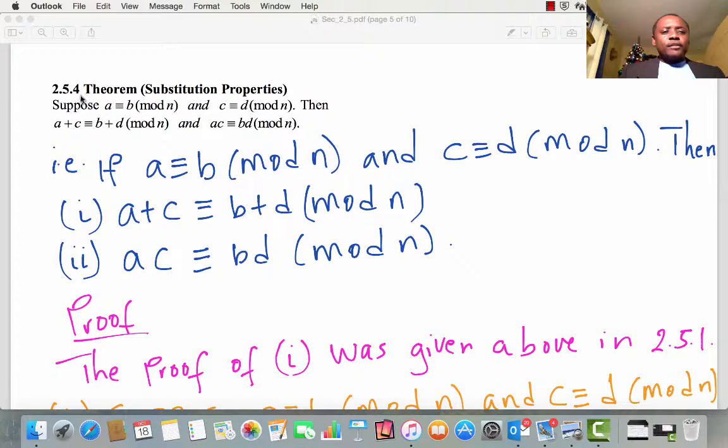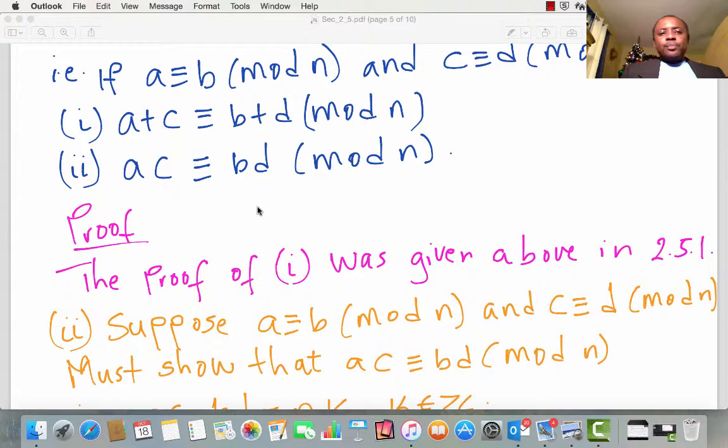Subsection 2.5.4 Theorem. Substitution properties. Suppose a is congruent to b mod n and c is congruent to d mod n. Then a plus c is congruent to b plus d mod n, and a times c is congruent to b times d mod n. We already proved the first congruence in subsection 2.5.1. I'm going to prove the second congruence right now, and after I do that, I would like you to attempt an alternative proof for the first congruence.